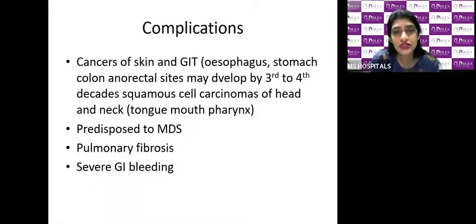Complications, cancers of the skin and GIT, esophagus, stomach, colon, anorectal sites may develop by 3rd to 4th decades, squamous cell carcinomas of head and neck, tongue, mouth, pharynx. They're predisposed to MDS, pulmonary fibrosis, and severe GI bleeding.